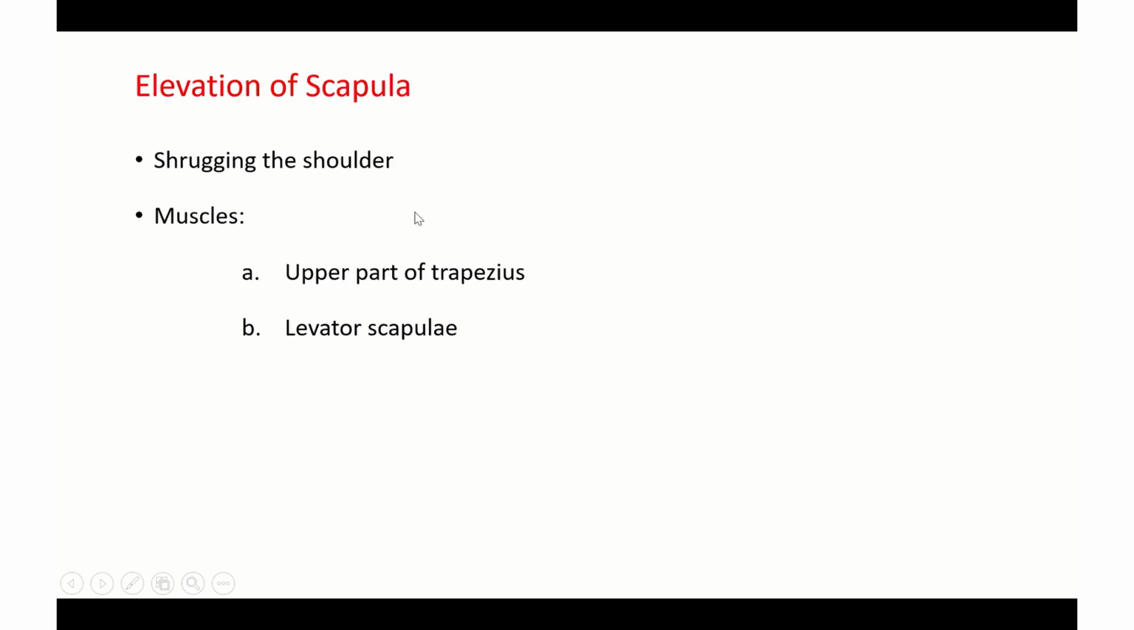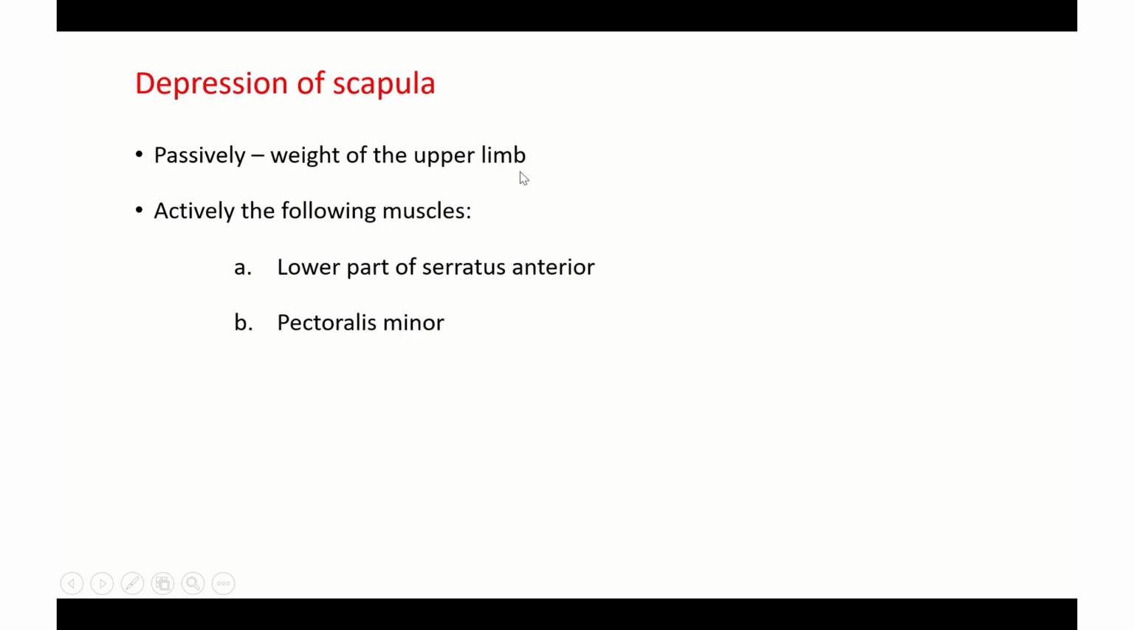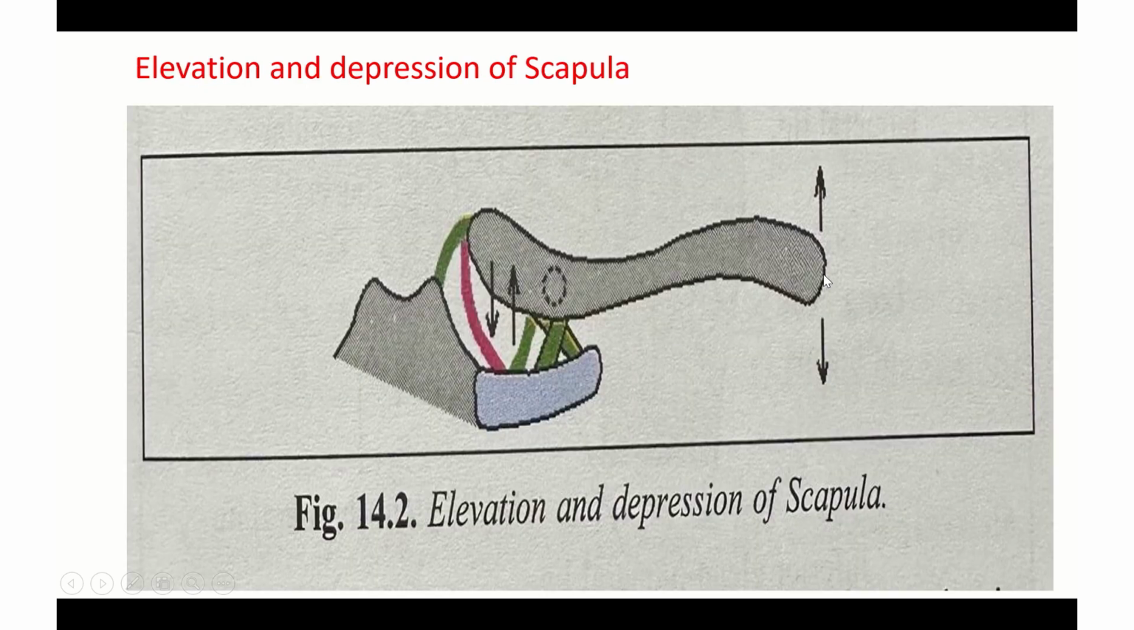So elevation of the scapula is visible in shrugging of the shoulders. The muscles are the upper part of the trapezius and levator scapulae. So these two muscles are involved in elevation of the scapula, whereas depression will be passive by the weight of the upper limb, but if you want, depression also can be produced actively by the lower part of serratus anterior and pectoralis minor. So you can observe here, this will be the elevation and depression. At the same time, you can see there is movement of the medial end of the clavicle within the sternoclavicular, the meniscoclavicular compartment.